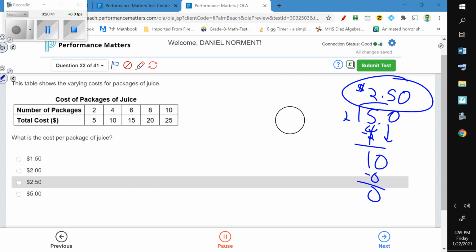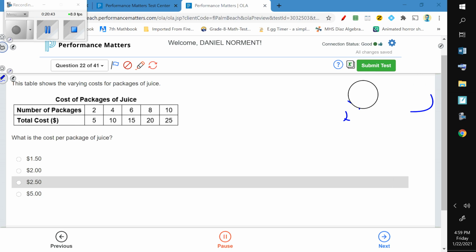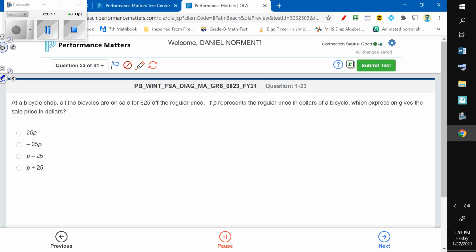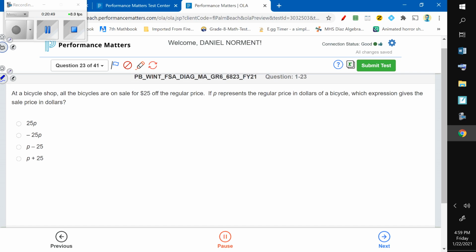Number 23. I have a triangle on this. This is one of 2 questions that I'm not comfortable answering for you guys. Let me see why I put a triangle on this one. Oh, yeah. So this one, you guys, we haven't really covered this. At the same time, if something's on sale for $25 off, now if it was 25%, that's completely different. I wouldn't go over it because we haven't covered that yet.